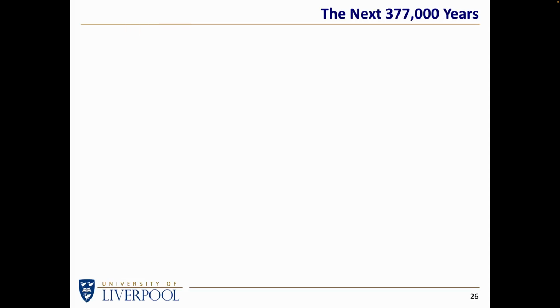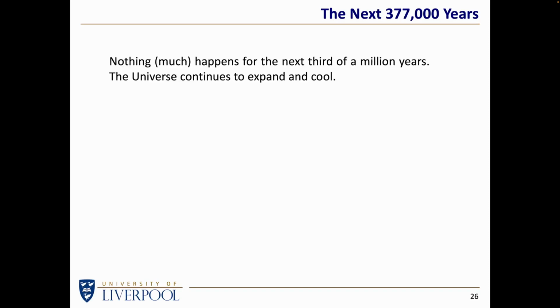After those 3 minutes, nothing much happens for the next 1/3 of a million years. 377,000 years it takes before anything interesting happens next. During that time, the universe will continue to expand and it will continue to cool. Eventually, the universe cools to the point where it's at approximately 3000 Kelvin. And that is important. Why 3000 Kelvin?